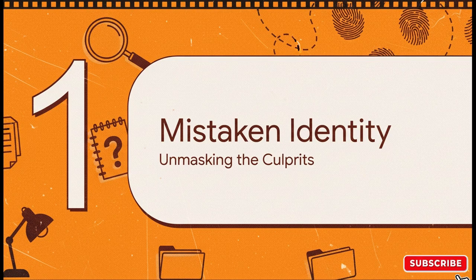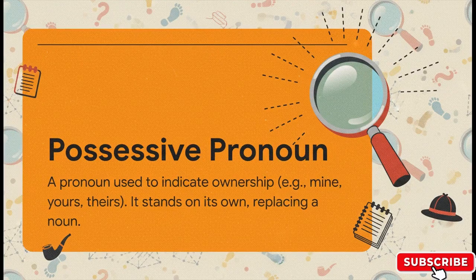Let's unmask the culprits behind all this confusion by introducing the two groups of words that are constantly getting mixed up. So our first suspect is the possessive pronoun. We're talking about words like mine, yours, or theirs. They show ownership. But here's the key, the absolute most important thing to remember. They replace a noun. So instead of saying, that jacket is Sarah's jacket, you can just say that jacket is hers. See how it stands all on its own?